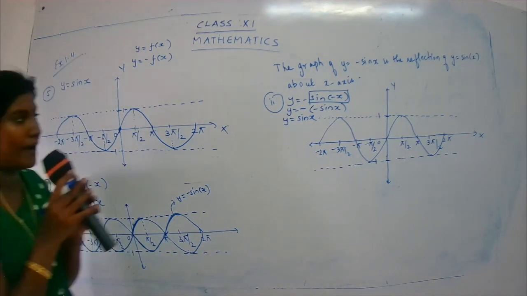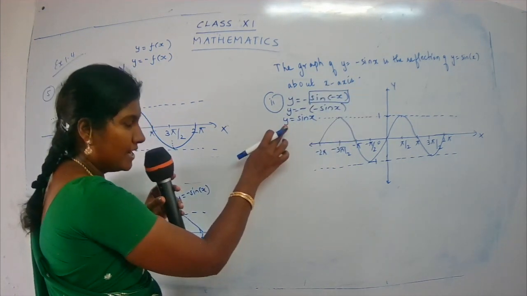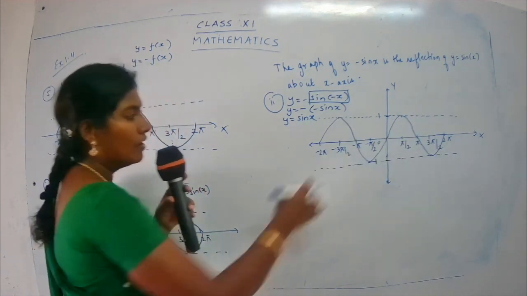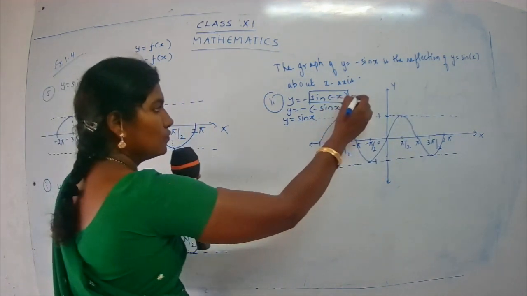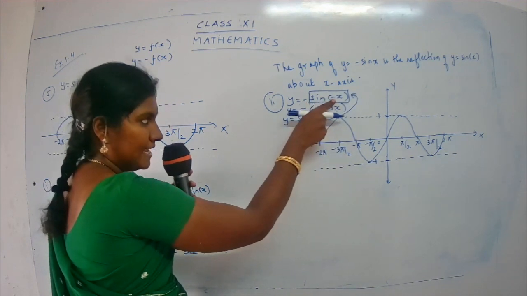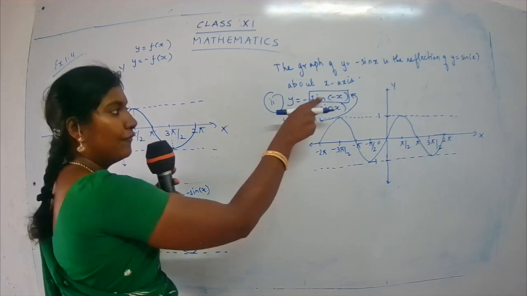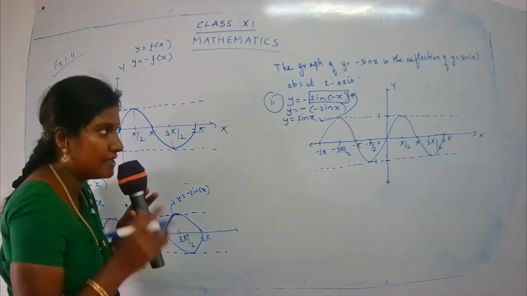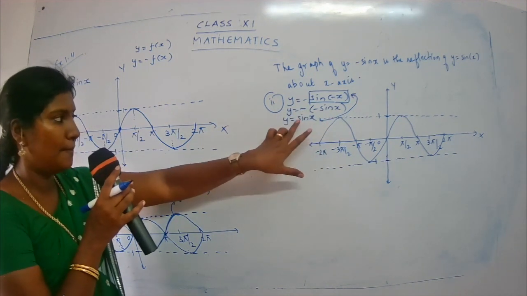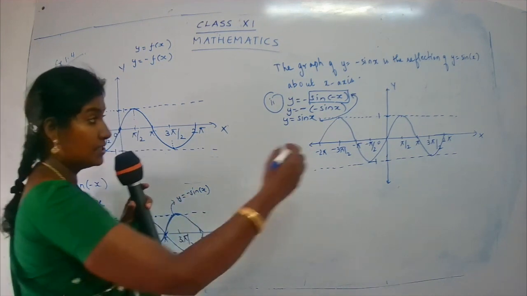Yes, children. So y is equal to minus sine of minus x is the same as y is equal to sine x, and already we have drawn a graph for y is equal to sine x. So it's one and the same. See here, minus sine of minus x: the minus is already present here, and the value for sine of minus x is minus sine x. So minus minus is plus, so sine x. So no need to draw a new graph.